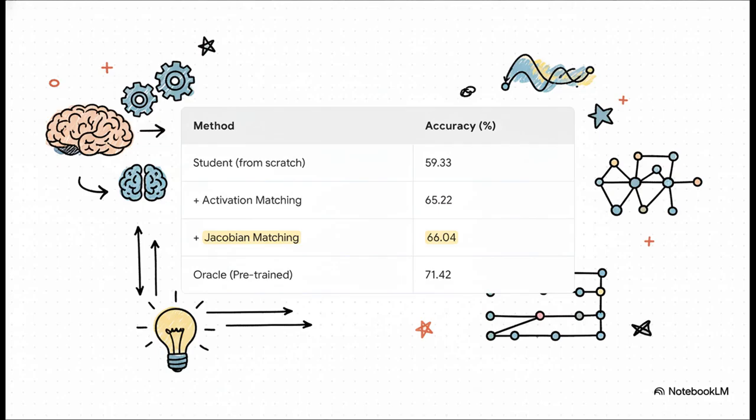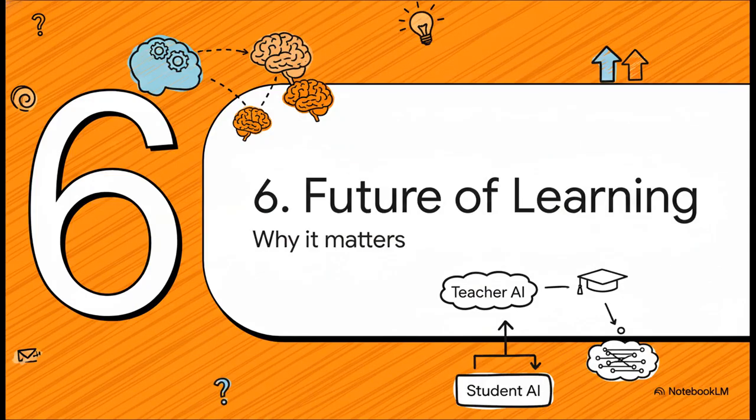And we see the same story here. When you train a student from scratch, you get a decent score. The old copy-the-answers method gives it a nice boost. But when you add Jacobian matching on top, you get an even better score, closing the gap with that oracle, which is like the theoretical perfect score. It just works.